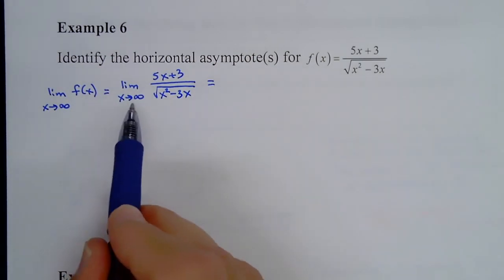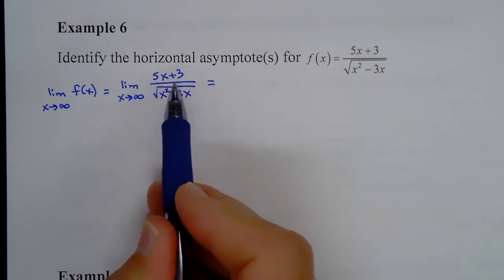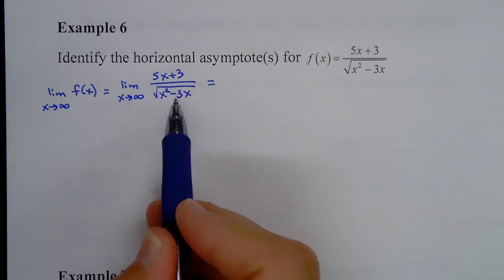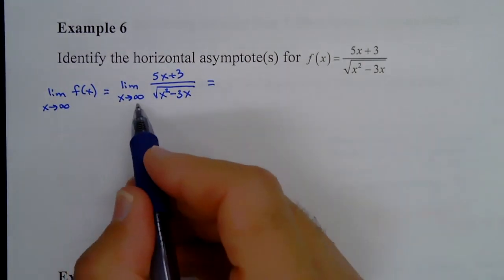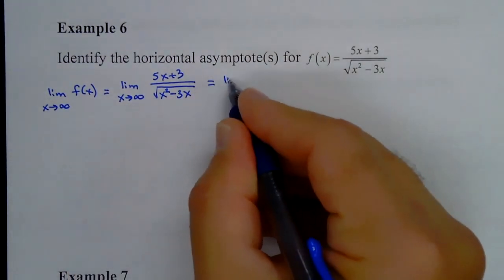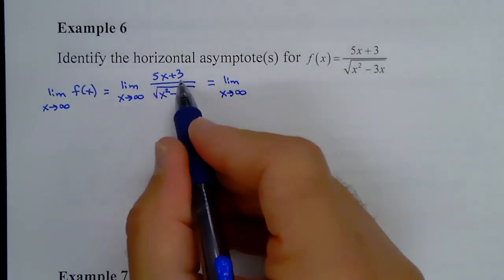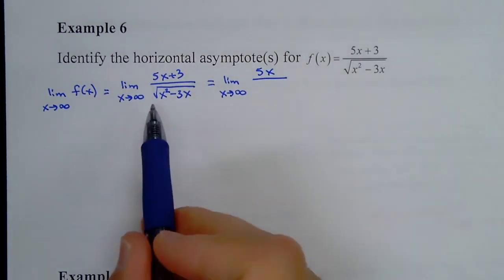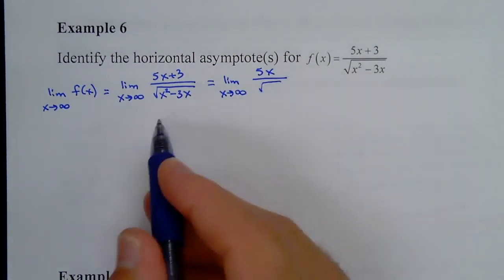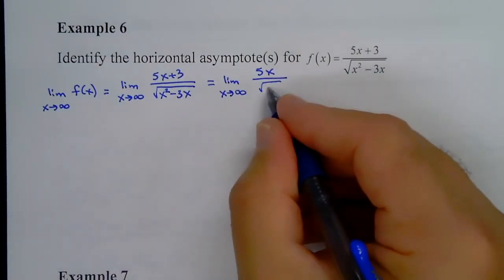Because x is getting really, really big, there are parts that are insignificant. This 3 is going to be insignificant, and this minus 3x is going to be insignificant, because x is really, really big. So we can use this: the limit as x approaches infinity of 5x, because the 3 is insignificant, over the square root, and the minus 3x is insignificant, so it's just x squared.